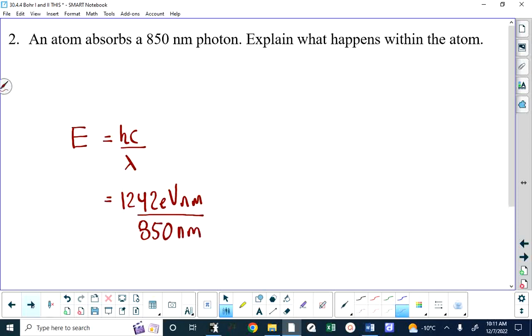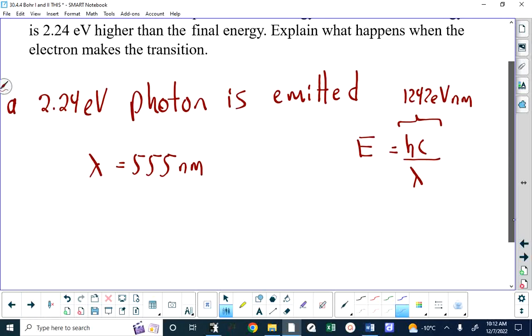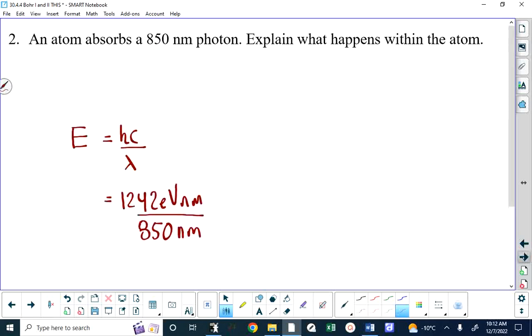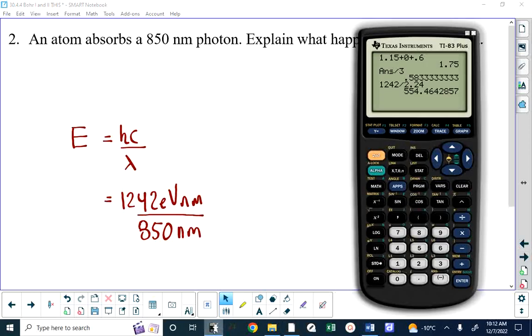I just want to back up for a second. I didn't mean to skip over something here. If you rearrange this equation for lambda, you get that, and that's what we did to calculate the wavelength in question 1. Over here, 1242 over 850.